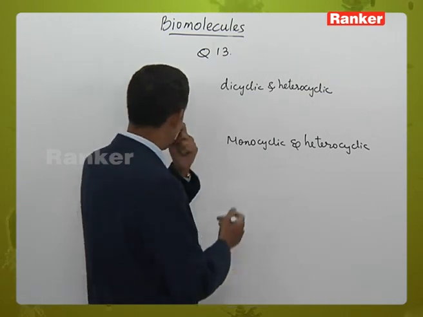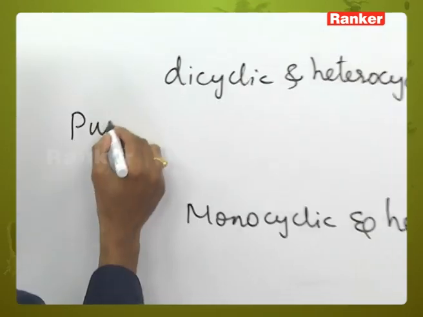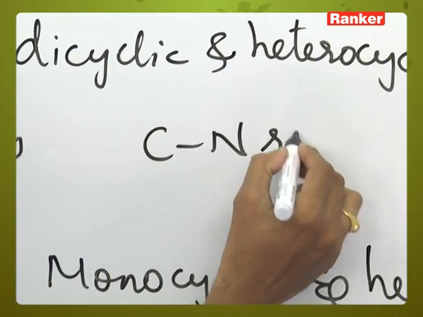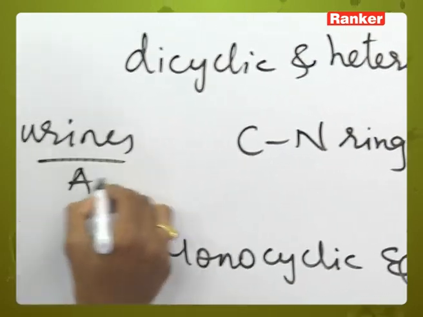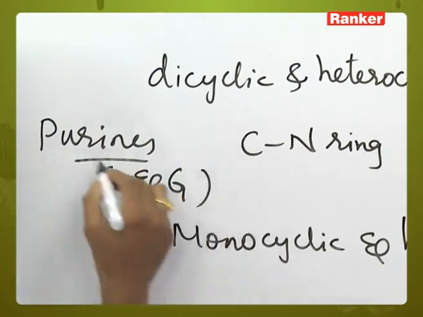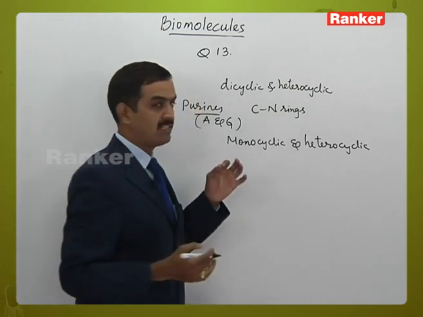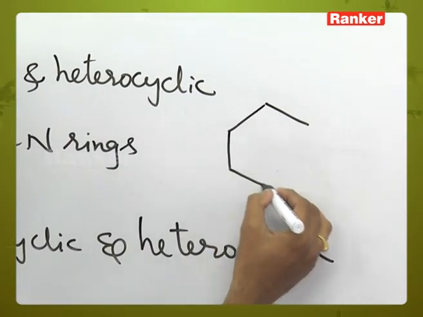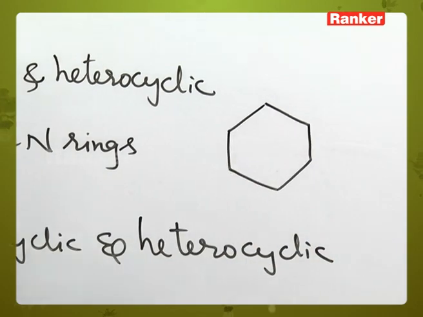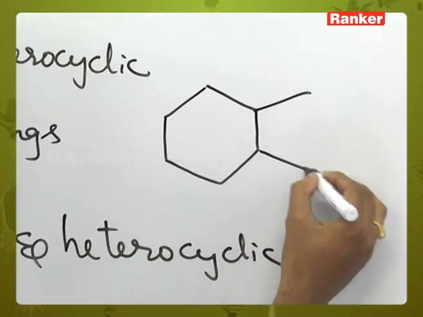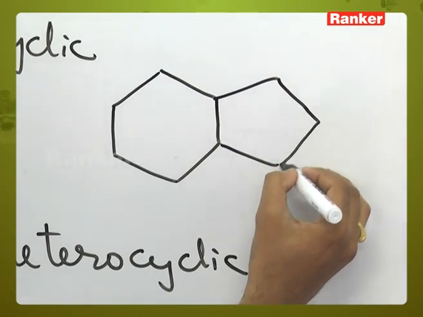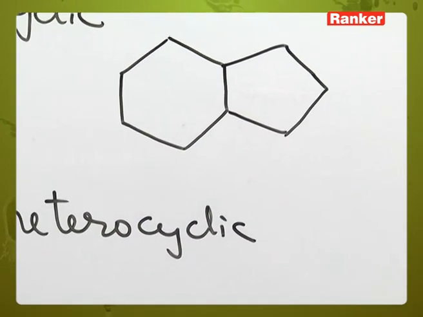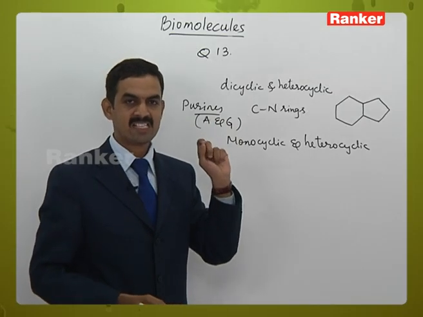When we are talking about the purines group, as we know, they are made up of C and N rings. Those are adenine and guanine. They are made up of C and N rings, and the basic structure is like this. This is one ring structure which is made up of carbon and hydrogens, and the other ring structure will be like this. So two rings are present, which are different from each other. So we call it a dicyclic.